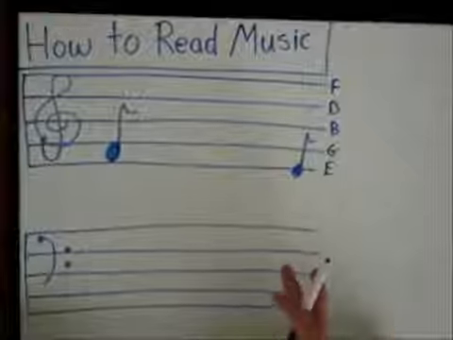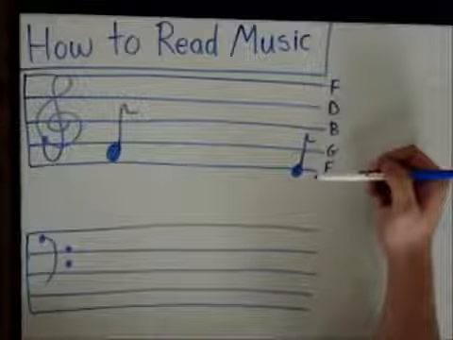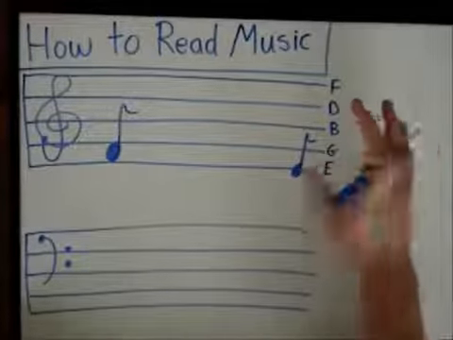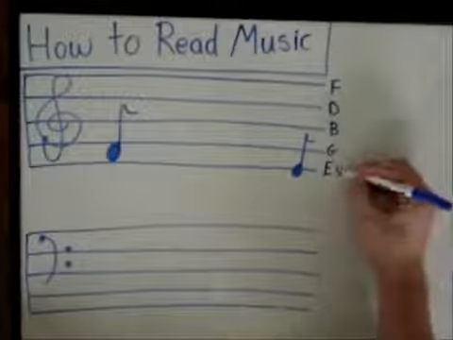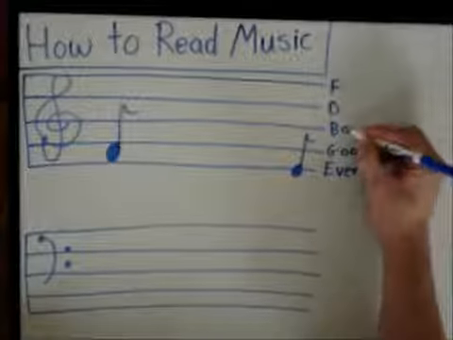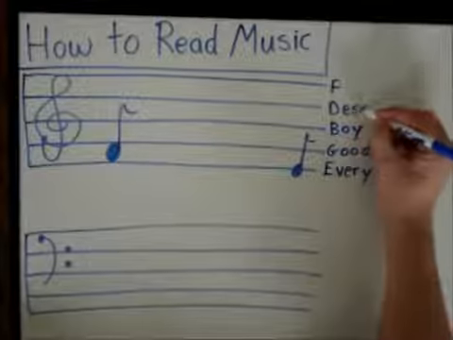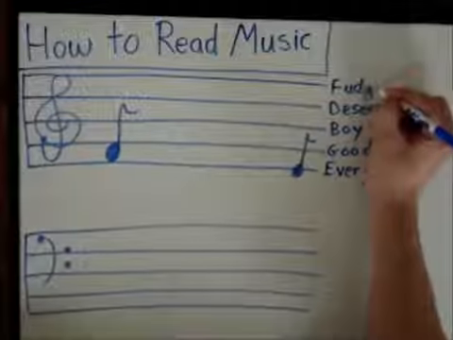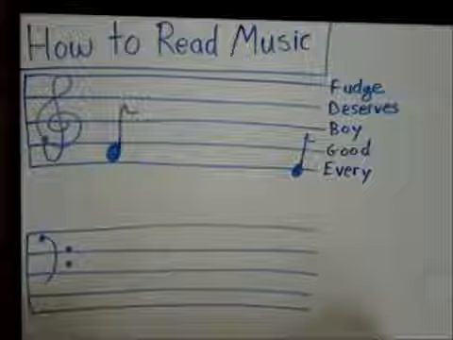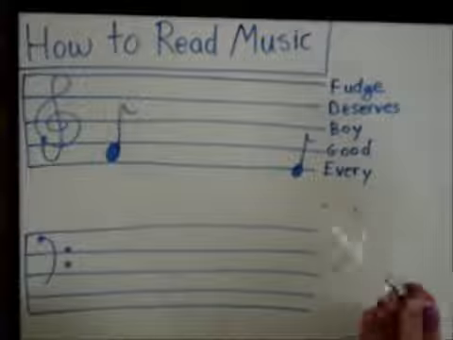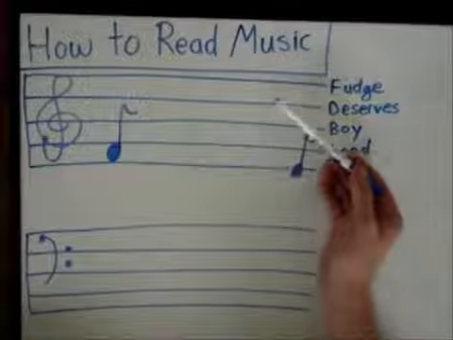And an easy way to remember these lines, E, G, B, D, F, is by this little mnemonic: Every good boy deserves fudge. Every good boy deserves fudge. That's an easy way to remember what these lines are representing.